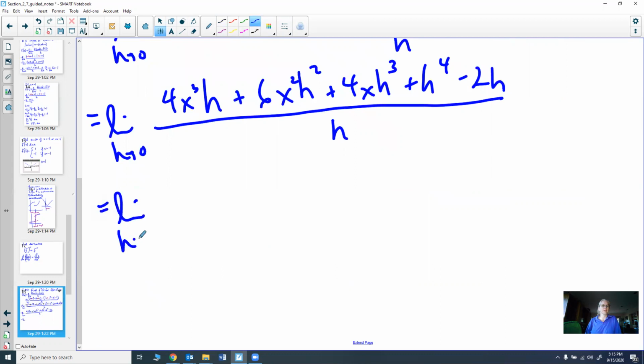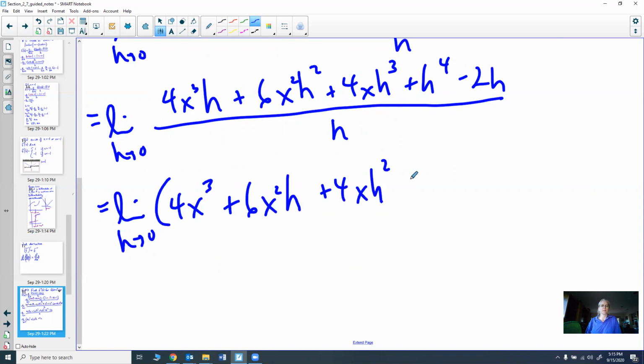Then this is the limit as h goes to 0. Notice that every single term in the numerator has an h in it, so you can factor an h out and cancel the h in the bottom. That'll give you 4x cubed plus 6x squared h plus 4x h squared plus h cubed minus 2.